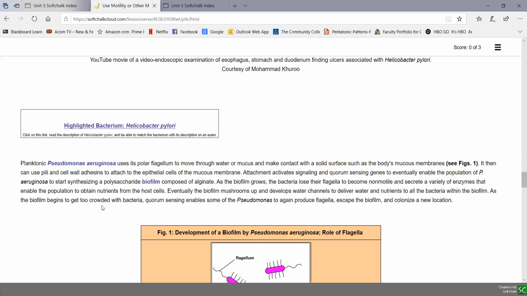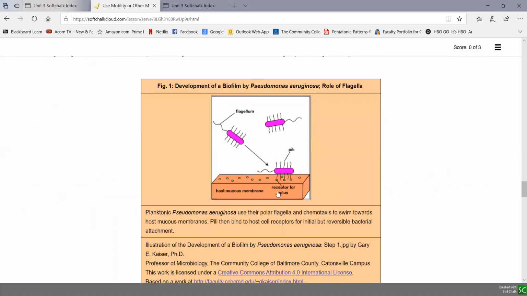When we talked about quorum sensing and individual behavior, we mentioned that individual Pseudomonas aeruginosa, what we call planktonic, rather than those that are in a biofilm, use their polar flagella to move through water and mucus to make contact with the body's mucous membranes. And then it can use pili and cell wall adhesins to adhere and eventually form a biofilm. So again, in figure 1, we see Pseudomonas using its polar flagellum to swim through the mucus, where eventually pili can first begin to adhere to pilus receptors for the adhesive tip of the pili.